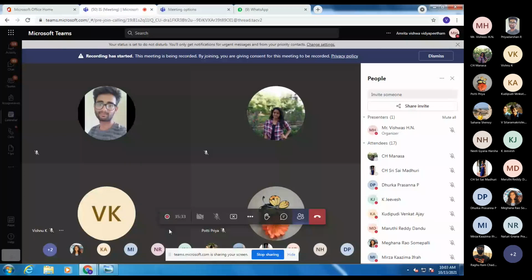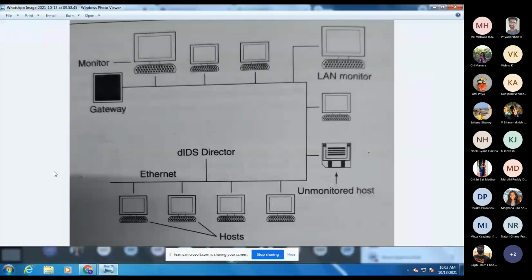Can you see my screen, students? Yes, sir. You can write this diagram.